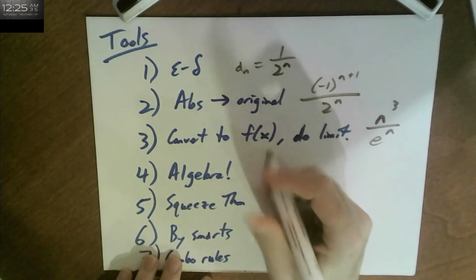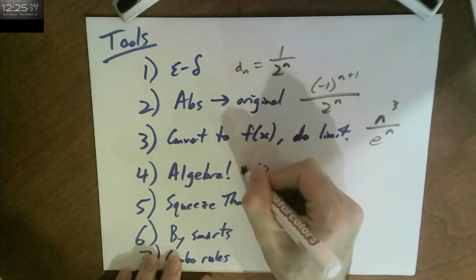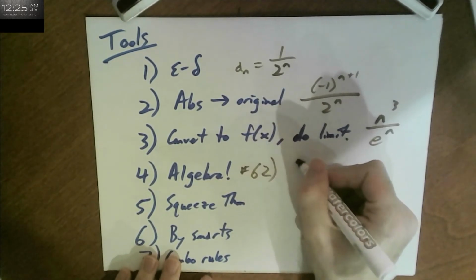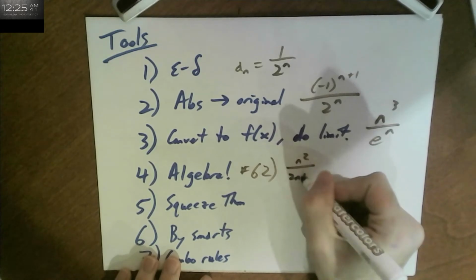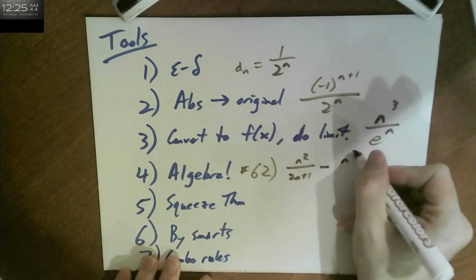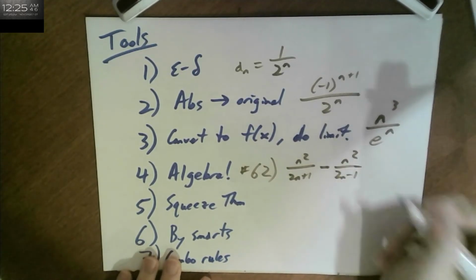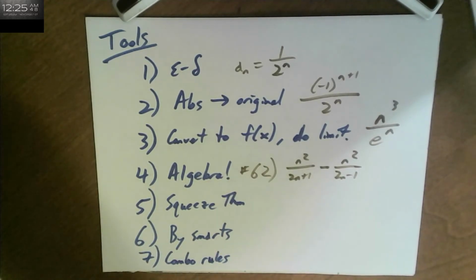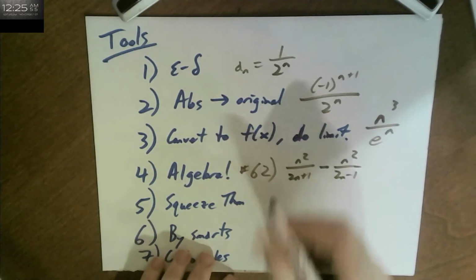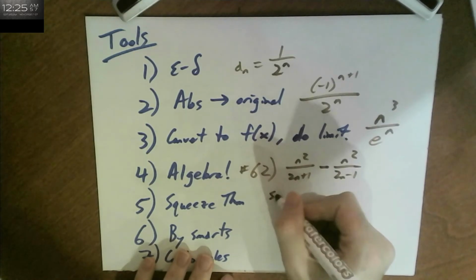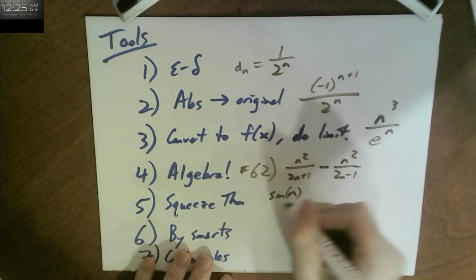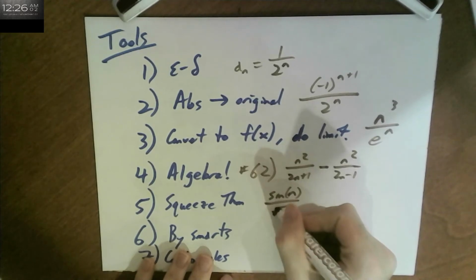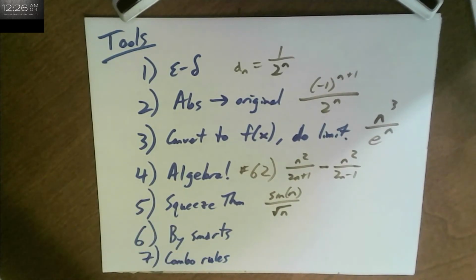Algebra, a good example is problem 62 in your book, which is n squared over 2n plus 1 minus n squared over 2n minus 1. That entire thing is the a sub n term. And if you do some algebra first, things work out nicely. Squeeze theorem. Stuff like, for example, sine of n divided by the square root of n. Right? Stuff with trig. I guess I will give you an example of everything, but that's okay.